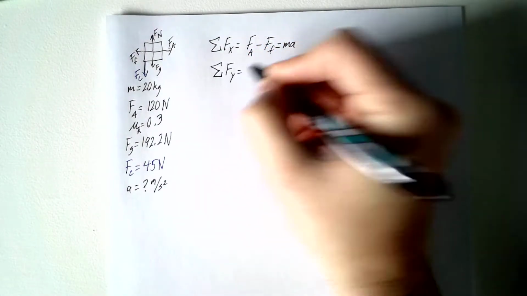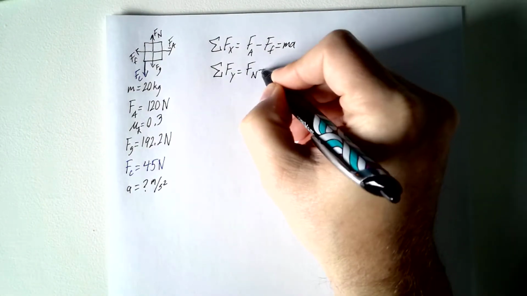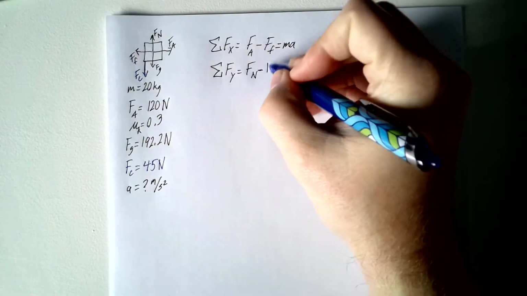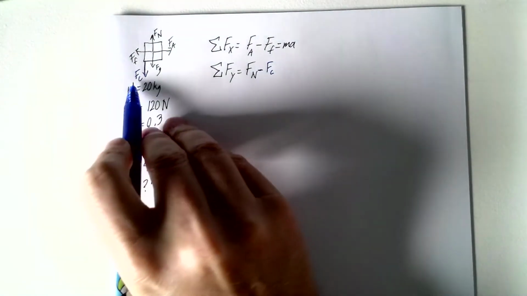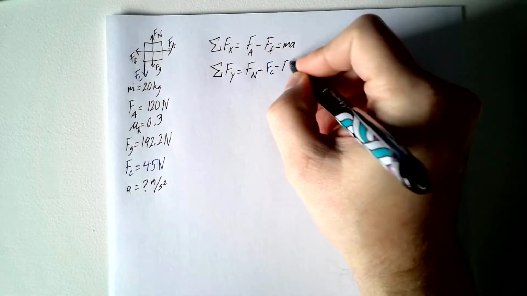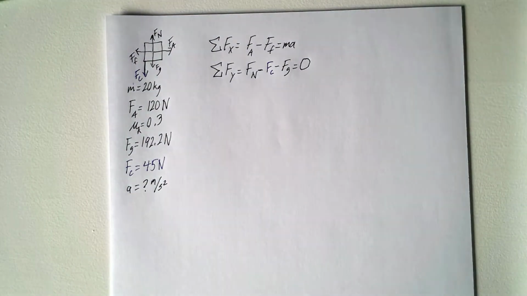This time the net force in the y is the normal force minus that force being applied down here, and minus gravity as well. In the y, since we're still sitting on the ground, that equals 0.